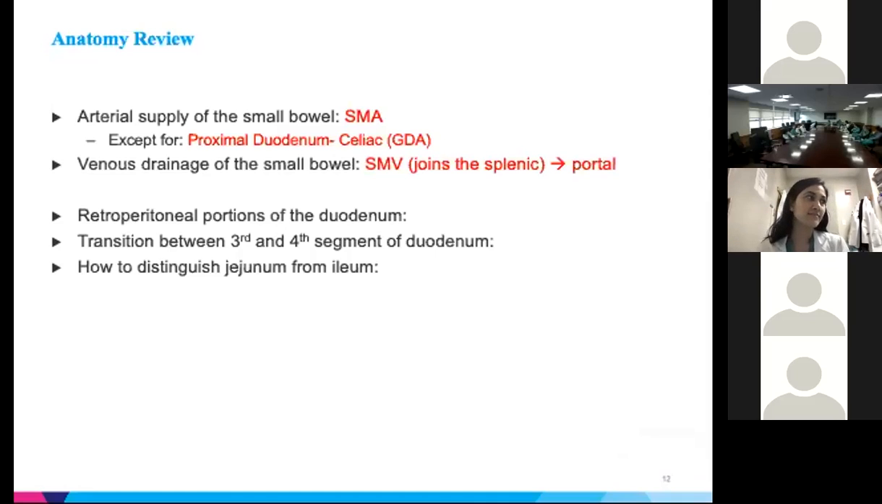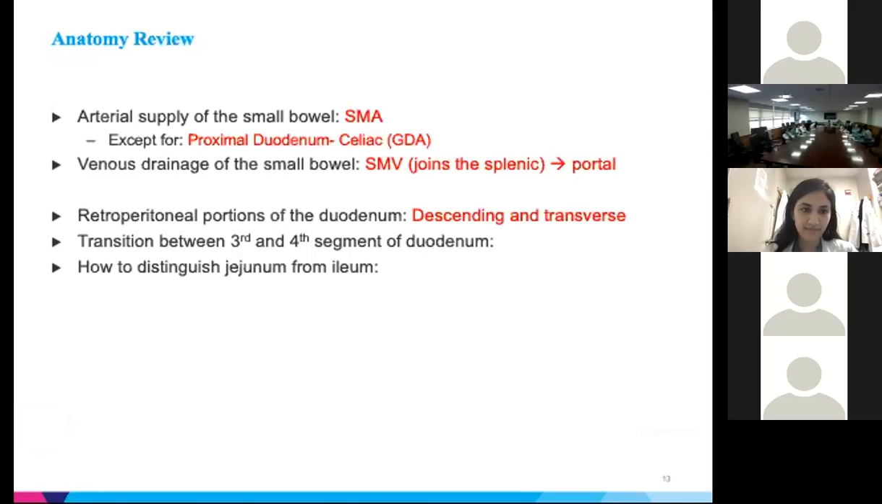Retroperitoneal portions of the duodenum include the ascending portion and the proximal portion. I can't remember the second one. So it's usually the descending and the transverse that are retroperitoneal. And then the transition between the third and the fourth segment of the duo marks that transition. We're saying ligament of Treitz.